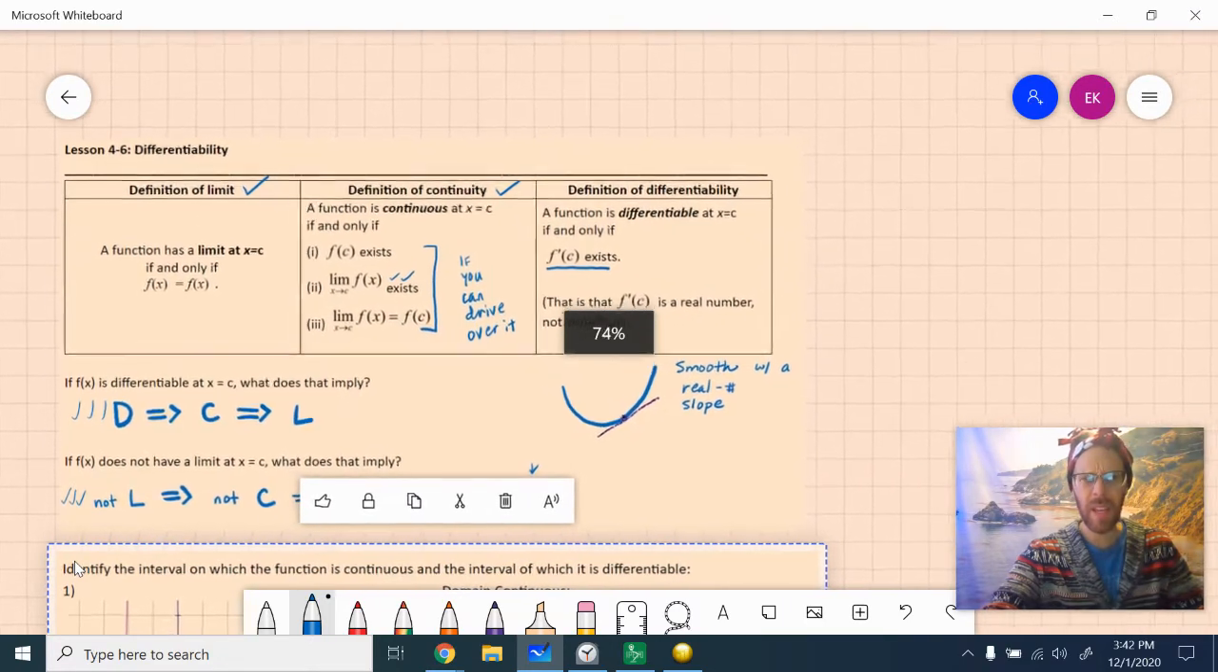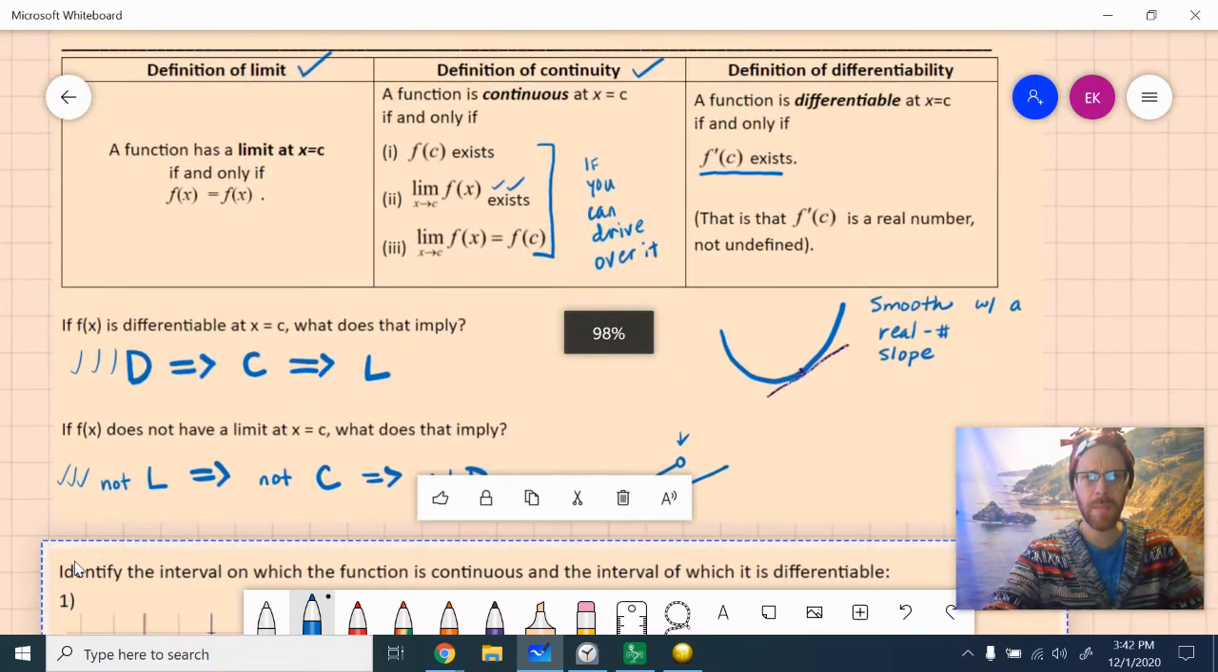Oh, you don't want to do that. Even bigger, even bigger. Come on. There we go.